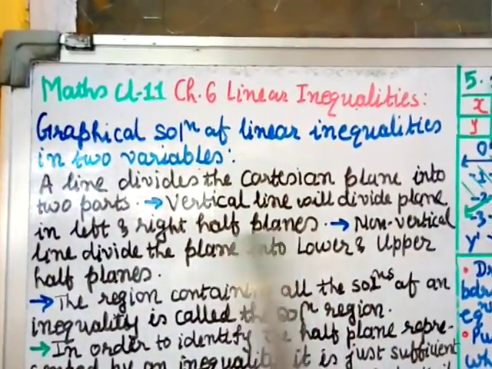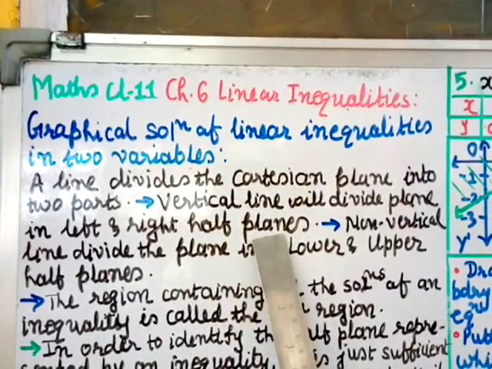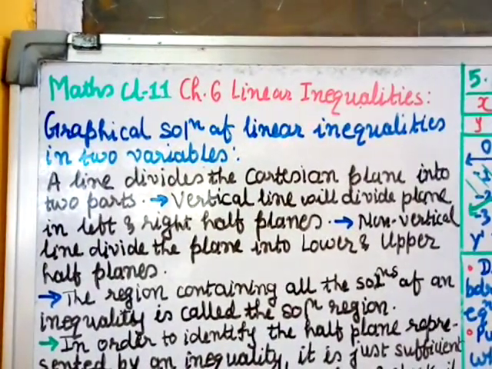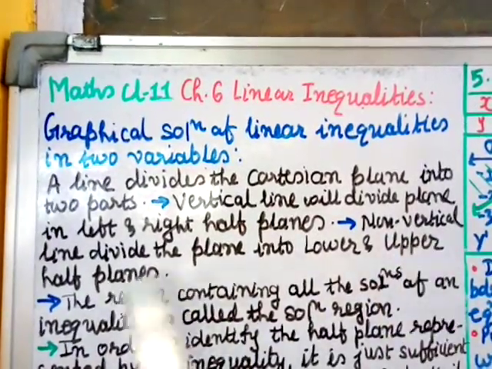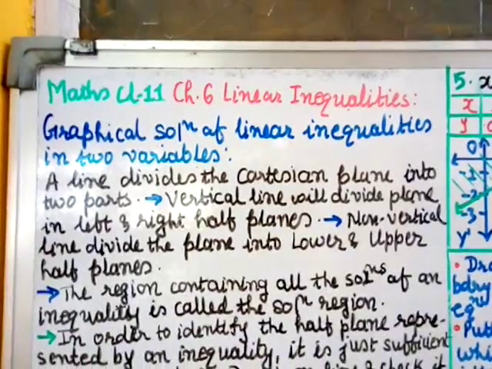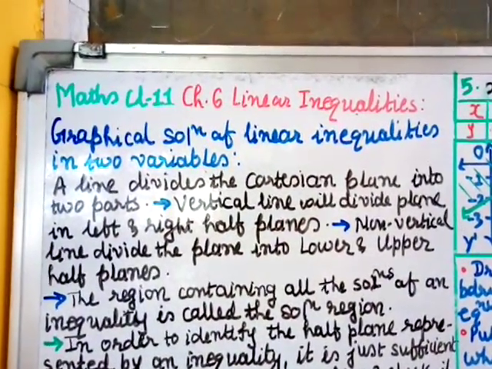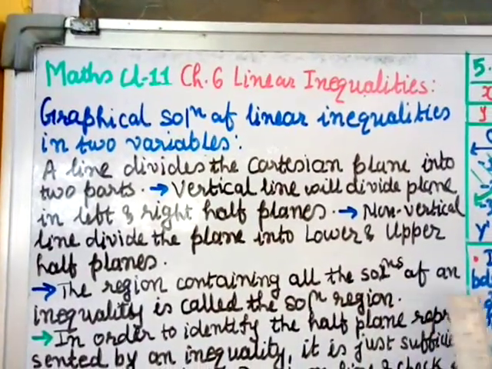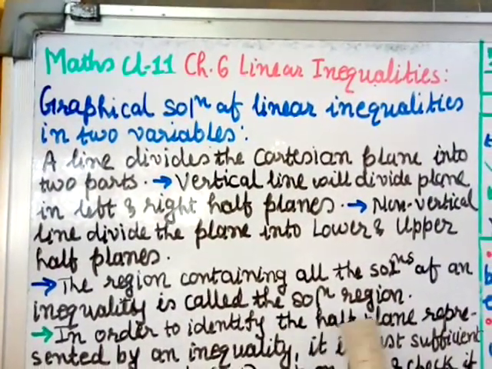A vertical line will divide the plane into left and right half planes. If you are drawing a vertical line, it will divide the plane into a left half and a right half plane. A non-vertical line divides the plane into lower and upper half planes. The region containing all the solutions of an inequality is called the solution region.